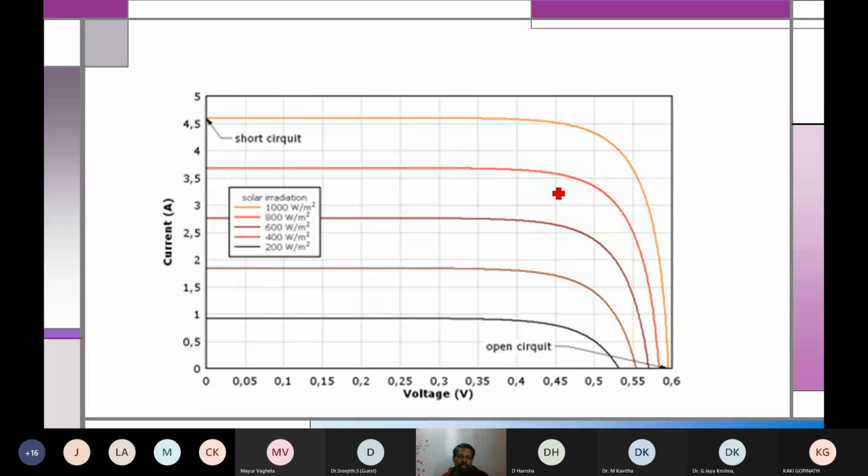And this is actually the characteristics of a solar panel. The spelling is wrong here. So if you take a solar panel.